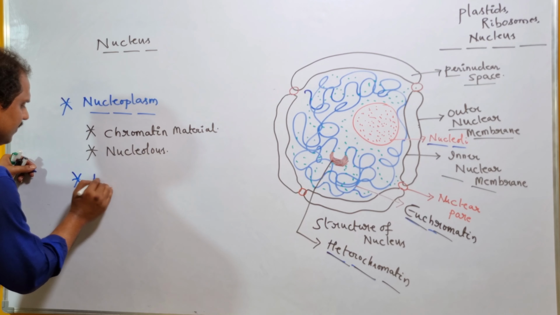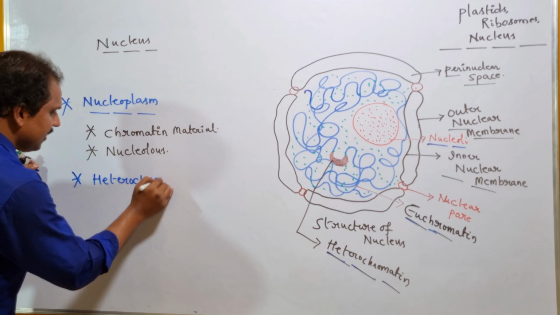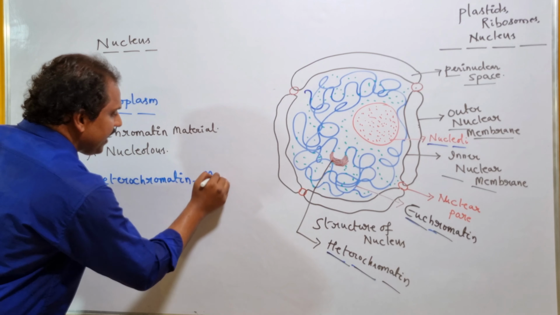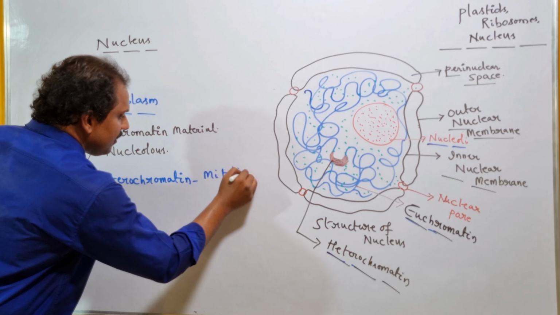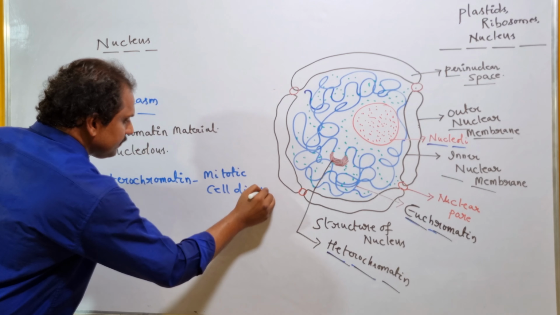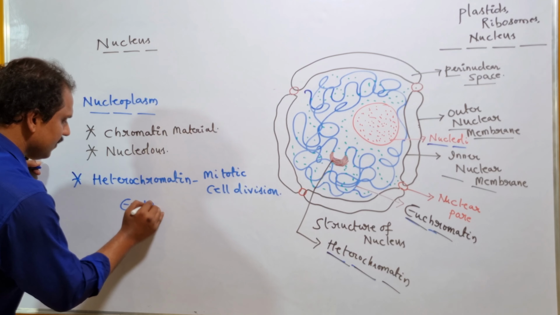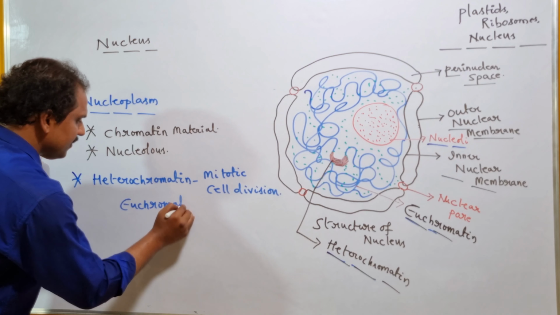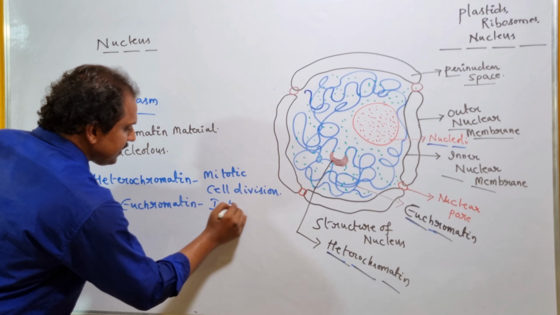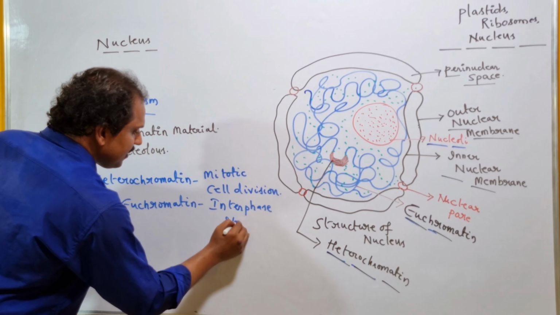Heterochromatin is observed during mitotic cell division. Euchromatin is observed during the interphase stage of the cell cycle.